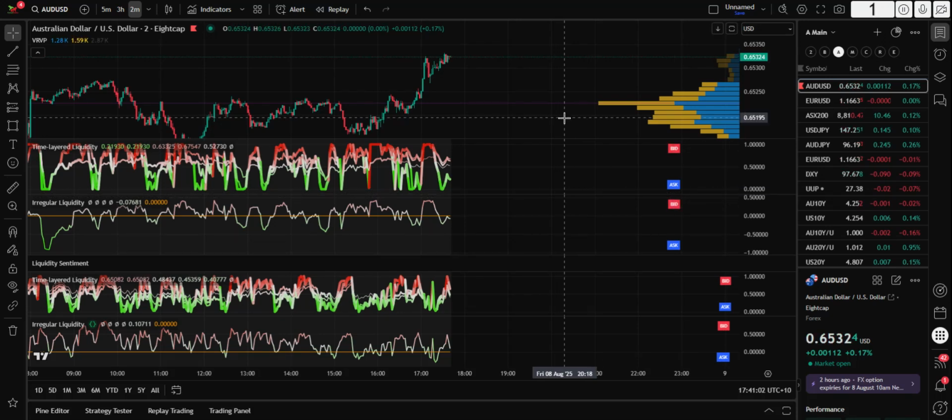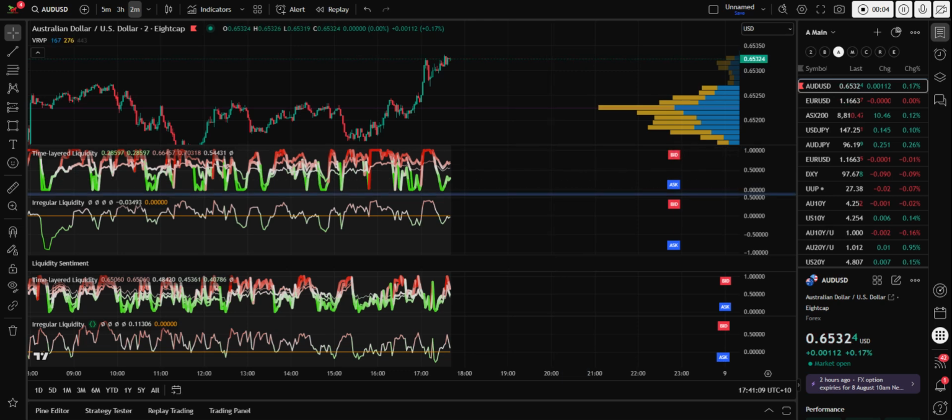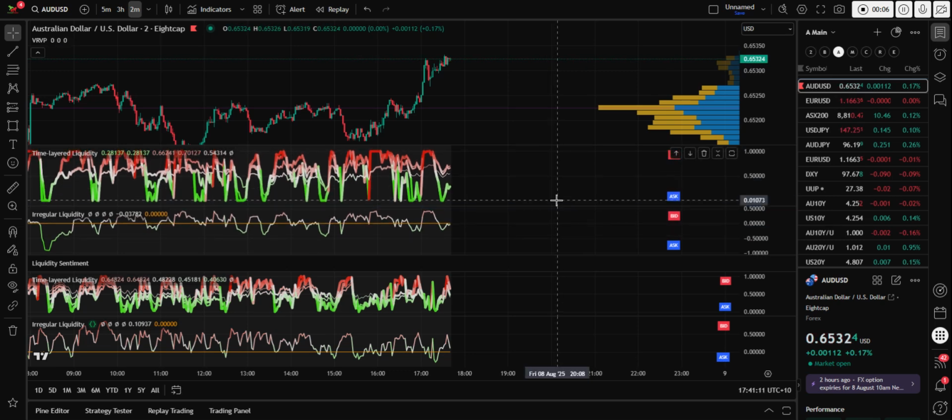Hi, just a quick update here. I'm looking at the AUD-USD pair, and it hasn't been a great day for trading today. I don't just trade to lose money. I need to have a setup that looks good, and the liquidity's been scattered everywhere. It's been coming in and out of different indexes.